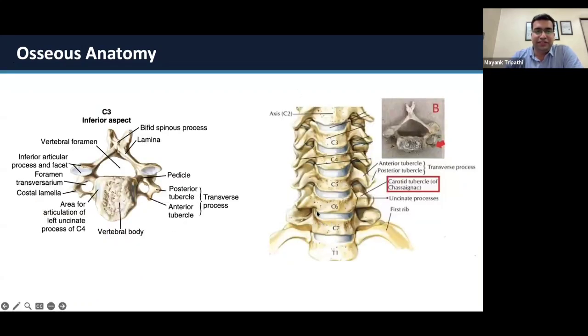So this is the C3 inferior aspect, as we can see in this diagram. This is the C3 vertebra with the vertebral body. These are the transverse processes, which have the foramen transversarium through which the vertebral artery passes. Anterior to the foramen transversarium, there is the presence of the anterior and the posterior tubercle. These are the pedicles, and posteriorly we have the lamina, and this is the bifid spinous process.